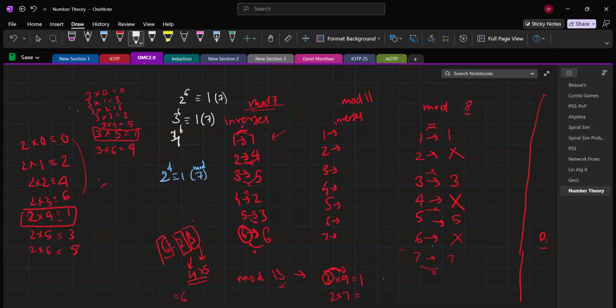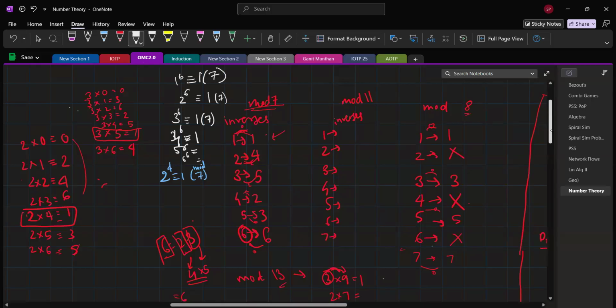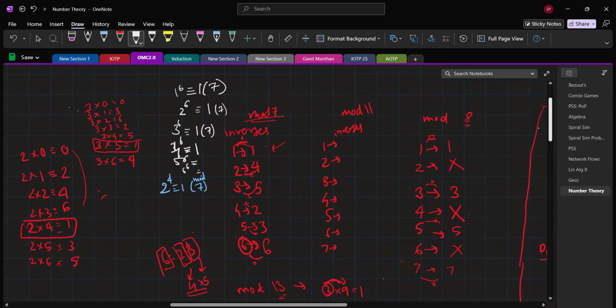And 4 to the 6 is also going to be 1. I leave it as an exercise because I don't want to calculate. 5 to the 6, 6 to the 6, all of these are going to be 1. And 1 to the 6, I can calculate 1 to the 6 for you. You're welcome. It's also going to be 1. So that is very, very neat. I like this.